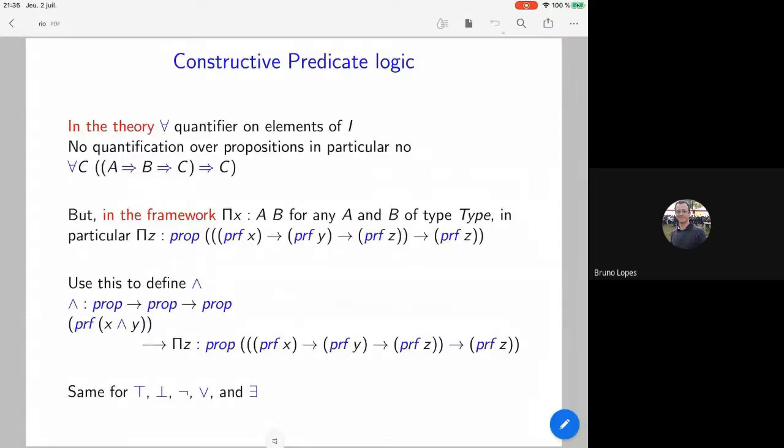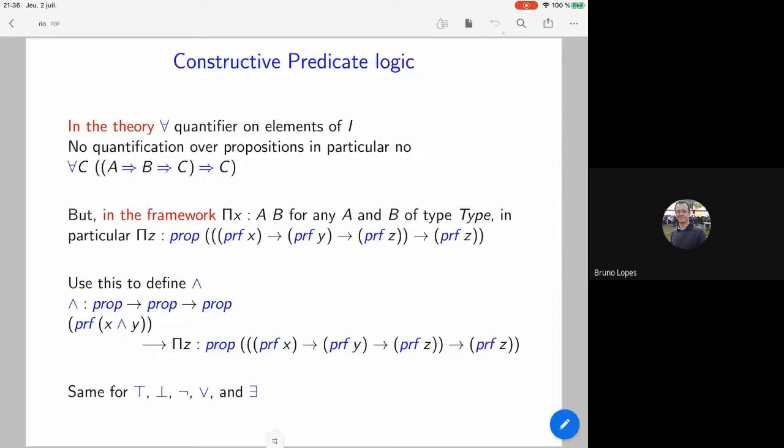Now let us turn to constructive predicate logic, which is almost the same thing, except that besides implication and the universal quantifier, we also have other logical constants, other connectives and quantifiers: truth, falsehood, negation, conjunction, disjunction, and the existential quantifier. So you may remember that in the Principia Mathematica, Russell already defined a conjunction from the universal quantifier and the implication.